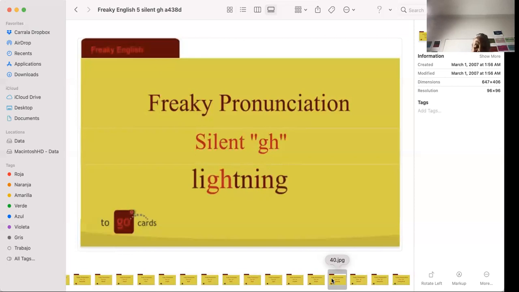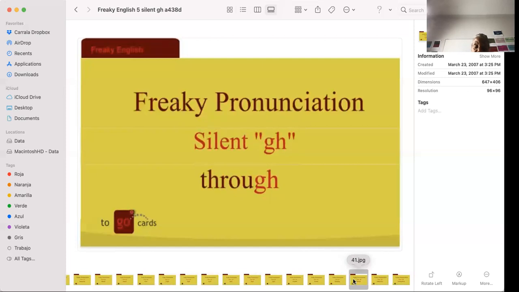Lightning, not lighting, but lightning, the thing in the sky, you have thunder and lightning. Through, now that OU is ooh. We already talked about in prior videos the many sounds of the OU and the OW, the many sounds. And once again, I know I learned this in grade school.